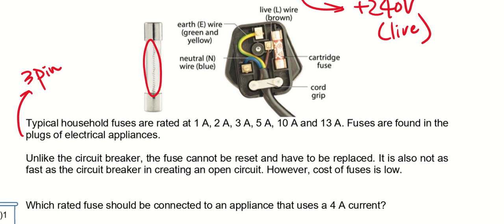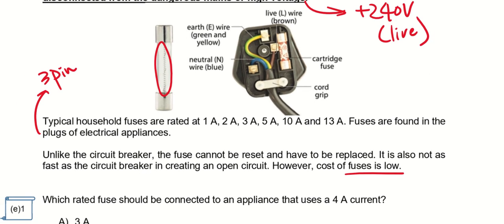But like the circuit breaker, the fuse cannot be reset and has to be replaced. It is also not as fast as the circuit breaker in creating an open circuit. The circuit breaker is very fast because it works by the electromagnetic concept. But for the fuse, it has to actually heat up and melt. But what's the advantage of fuses? It is low cost, maybe less than $1, less than 50 cents.